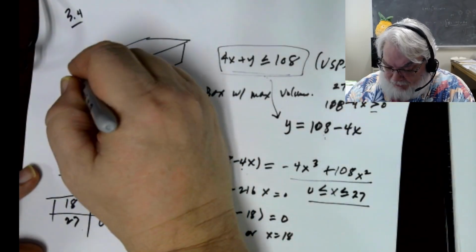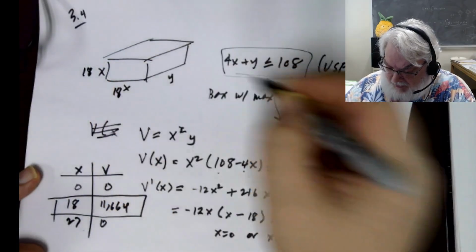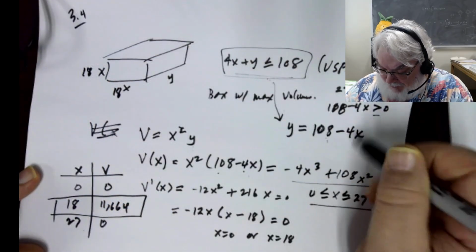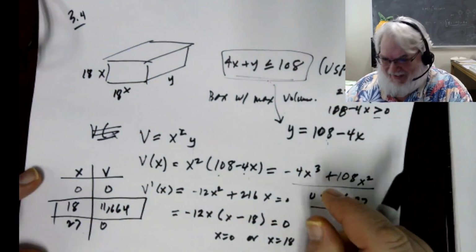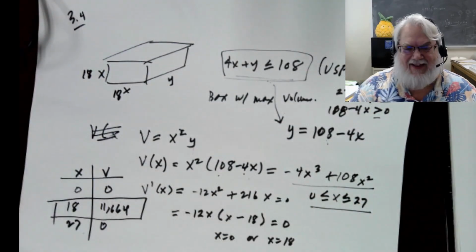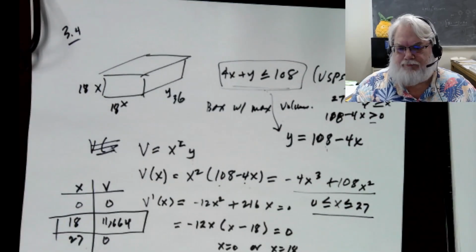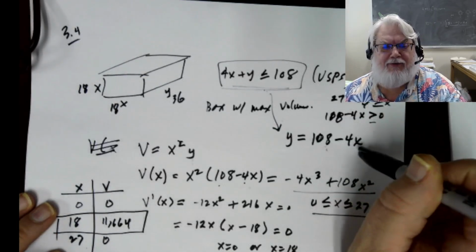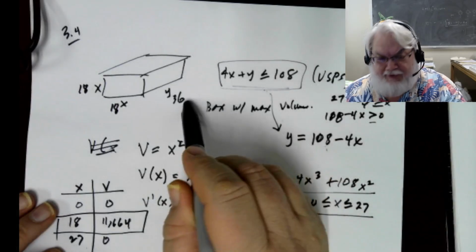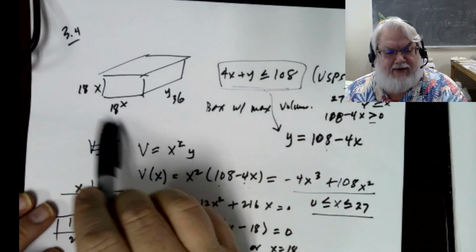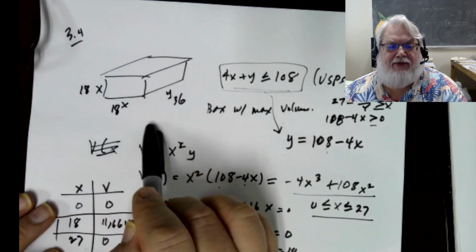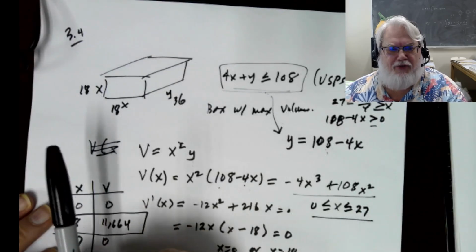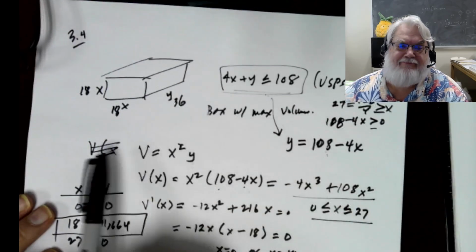So if our box is 18 by 18 by 108 minus 4 times 18, good, I think that was 36. 108 minus 4 times 18 is 36. So our box is 18 by 18 by 36. Those are the dimensions that give us the maximum volume, given this restriction, right?